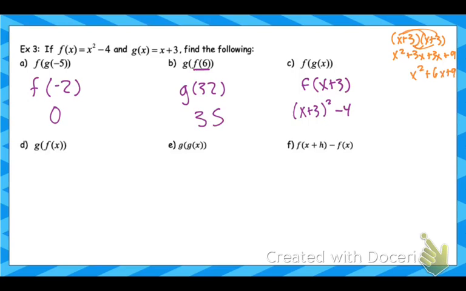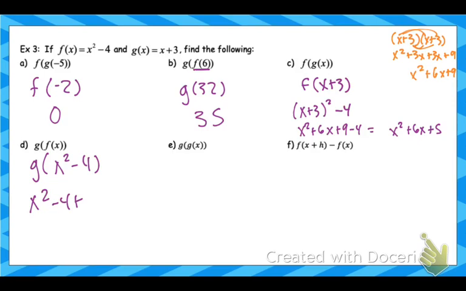So be careful. Anytime you see a binomial squared like this, you cannot just distribute the exponent. So this becomes x squared plus 6x plus 9 minus 4. And then I can combine like terms, x squared plus 6x plus 5. All right, let's go down to D, g of f of x. So that's g of x squared minus 4. X squared minus 4 replaces the x. So this becomes x squared minus 4 plus 3, which is x squared minus 1.